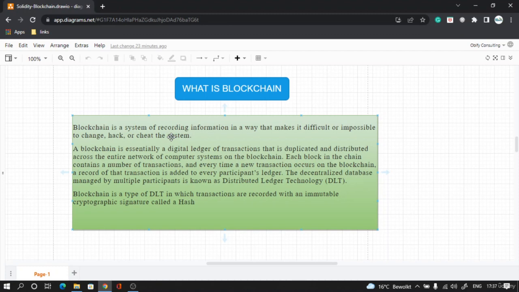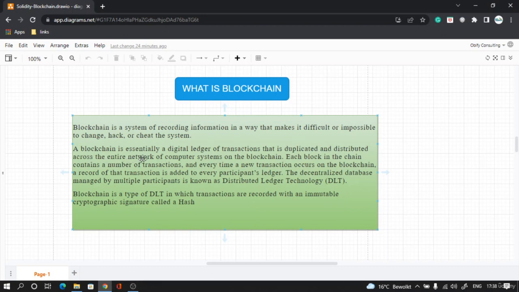Blockchain is a system where you can record information or data. That's what we do in a database also. But here the difference is that in the blockchain it is difficult or kind of impossible to change the data. Even with hacking, you can't change it. And there's no way that you can cheat the system. So let's go further and understand how it does this.